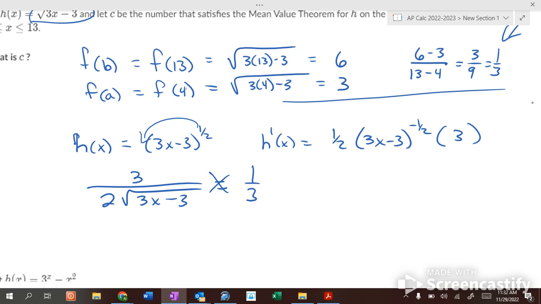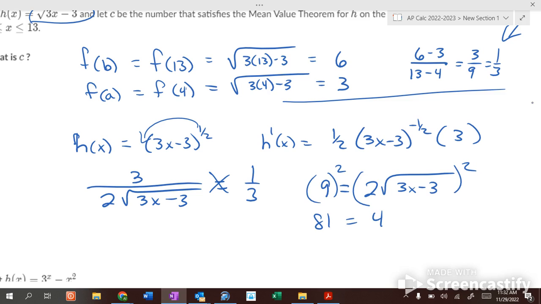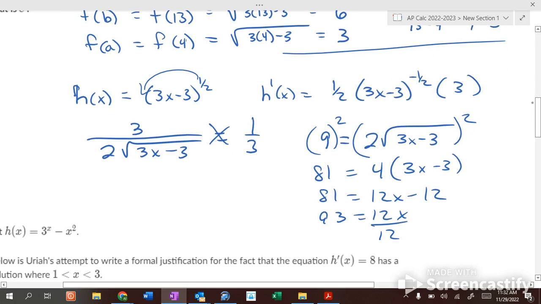So, if you have 2 fractions, you cross multiply. 3 times 3 is 9 equals 2 square root of 3x minus 3. If we square both sides, 81 equals 4 times 3x minus 3. Distribute. 81 equals 12x minus 12. Add 12. 93 equals 12x. Divide by 12. X equals something like 7.75. Try that.